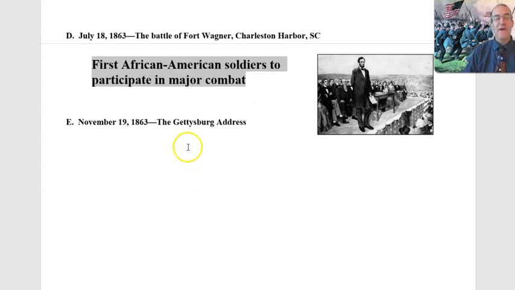And that's going to be a really dramatic story, which we may see a little bit of video about possibly next week. But there's a famous movie called Glory that has been made about the 54th Massachusetts Regiment, first African-American soldiers to go into combat.